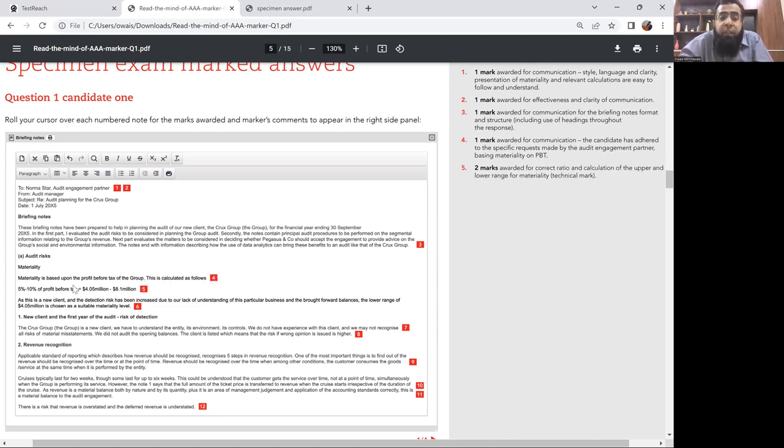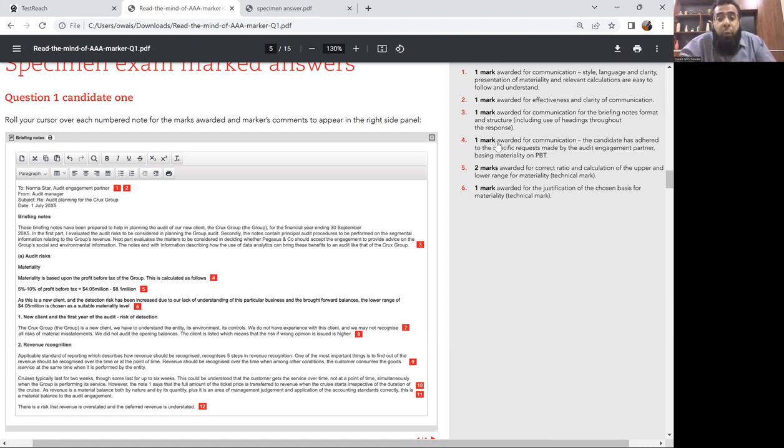5% to 10% of PBT, which will be $4.05 million to $8.1 million. As this is a new client, the detection risk is increased due to our lack of understanding of this particular business and brought forward balances, the lower range of 4.05 million is chosen as a suitable materiality. See, a very easy and a brief comment on materiality. Okay, now materiality is based on profit before tax. You followed the instructions of the examiner.